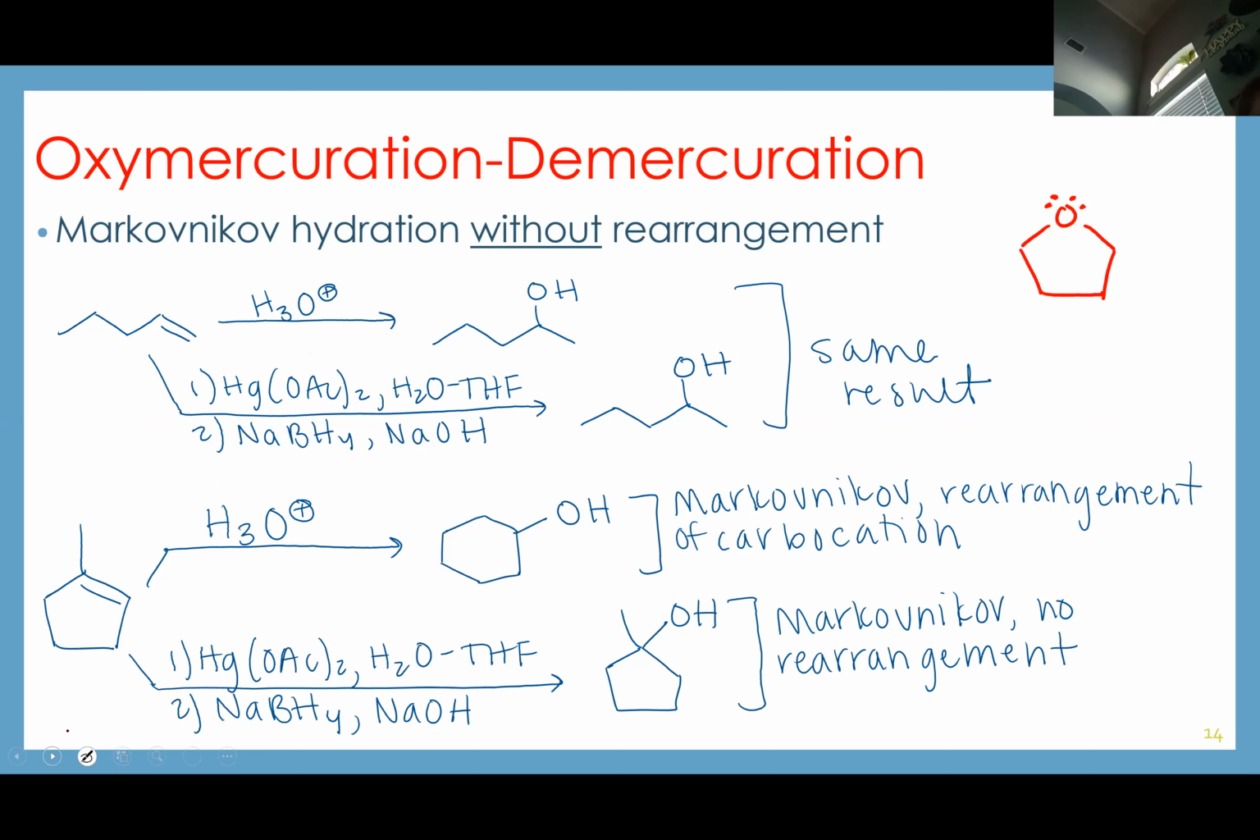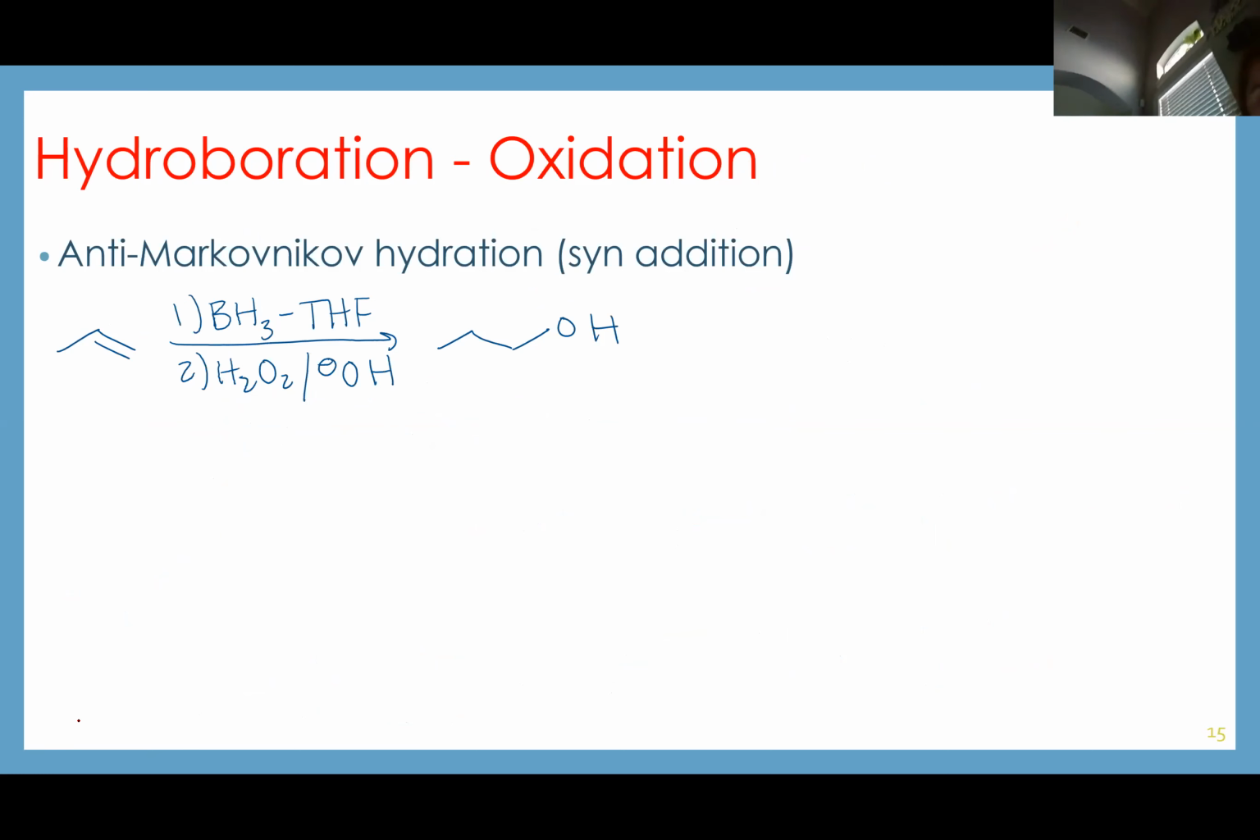So in our next one, we have a borane THF complex. So it's the same THF cyclic ether, and it's actually complexed with the borane BH3. And then in the second step, you add in hydrogen peroxide and sodium hydroxide. So again, this is a step 1, step 2 reaction. If you put them together, it won't work.